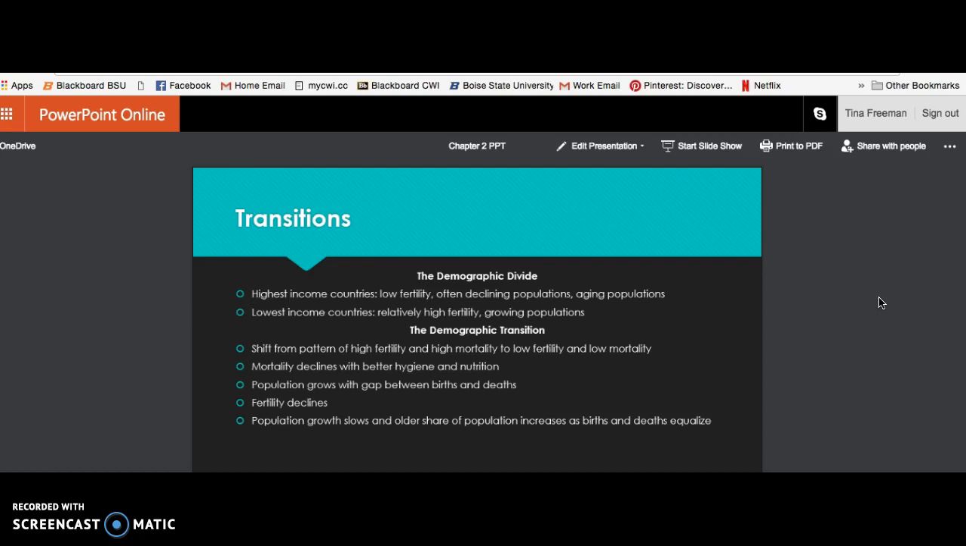I know that sounds a little jumbled up, so to simplify it, I think we can just break it down into why it happens. Obviously, mortality does decline with better hygiene and nutrition. As we discussed in week 1, better hygiene, including clean drinking water and access to sanitation, definitely does impact mortality rates. And then we will see the population gap grow between births and deaths. Fertility does decline, and then the population growth slows. We see an equalization of the births and deaths with such a demographic transition.